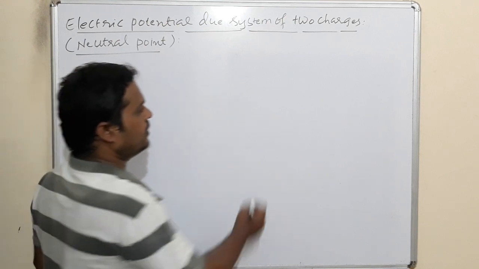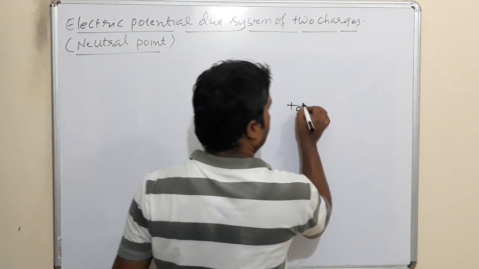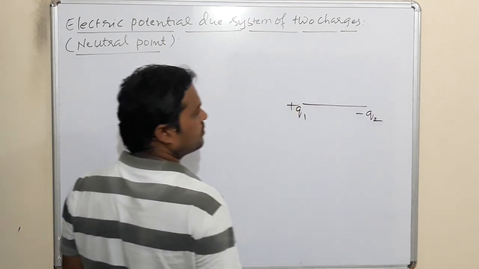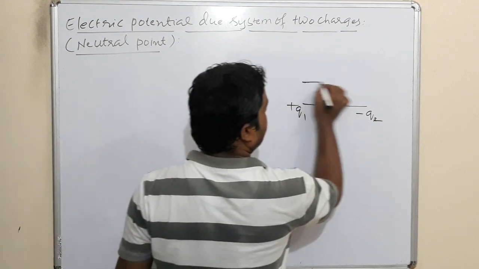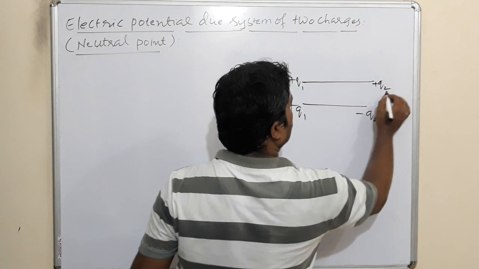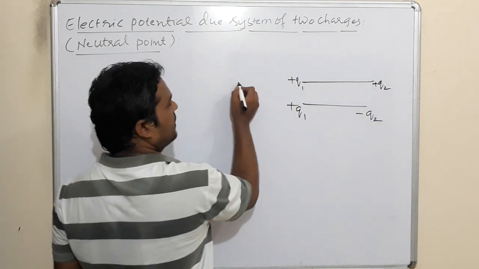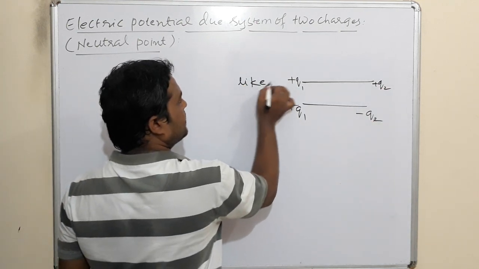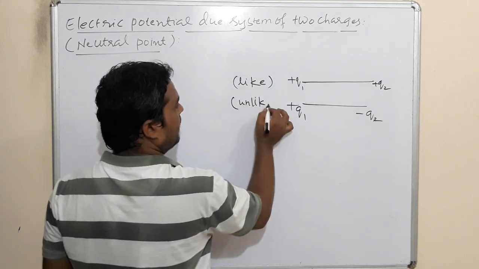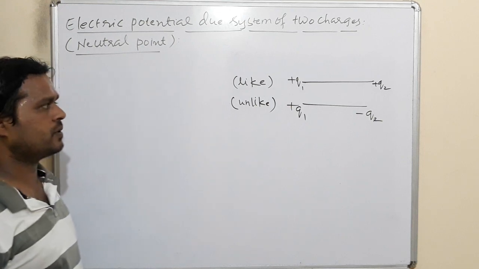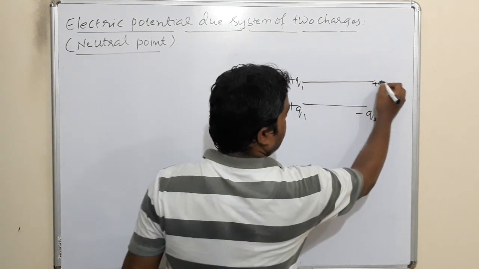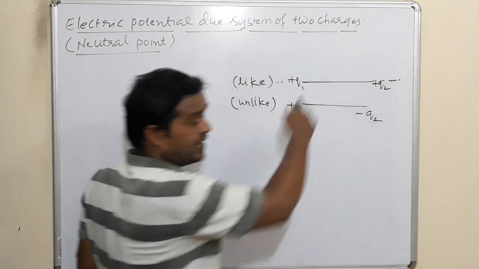Remember it. If it is plus Q1, if it is minus Q. If I say this charge, if it is plus Q1, if it is plus Q2, these are like charges of different magnitudes. These are unlike charges of different magnitudes. On the line joining these two charges, there will be some point at which electric field will be zero.